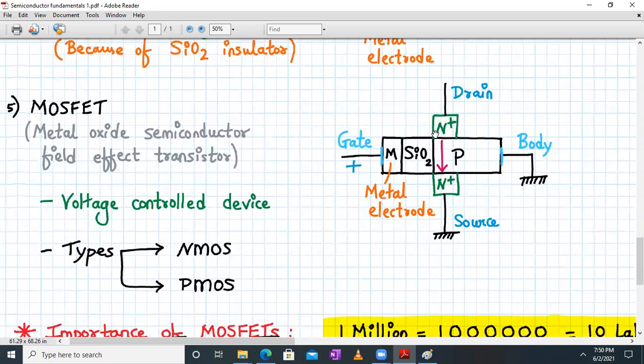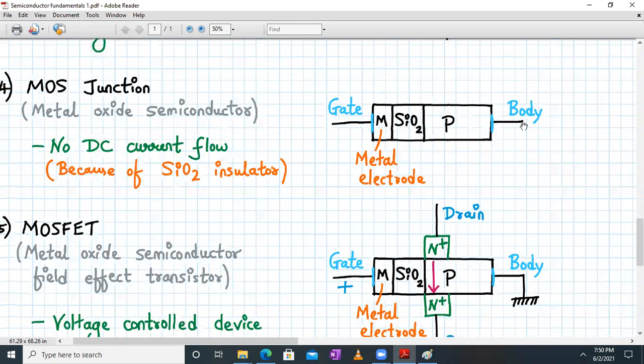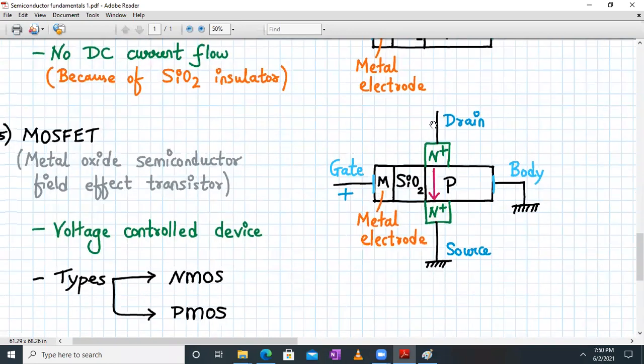Okay, we already talked about metal oxide and semiconductor. Now we add over here two n plus regions, and within them we have a channel formed. Okay, we have a p-type substrate, so the surface will be inverted and an n channel will be formed between these two regions. Because in a MOS junction current cannot flow in the x direction, but over here the current flow is possible between the source and drain. Okay, again it is a voltage control device.